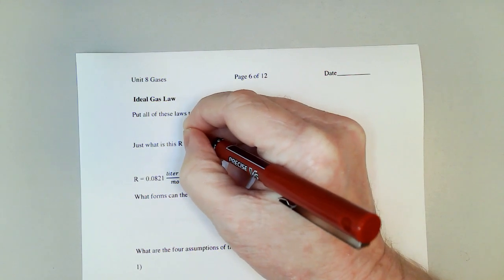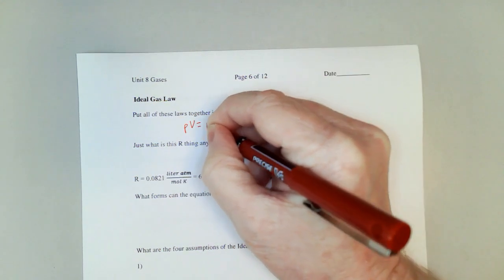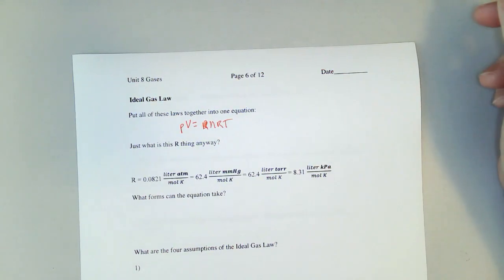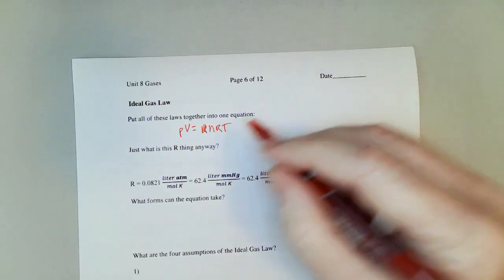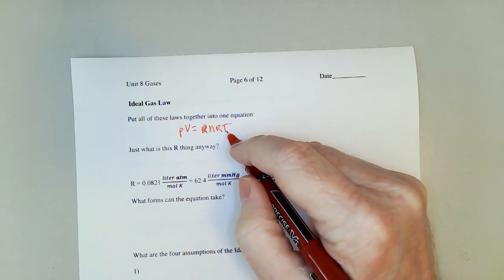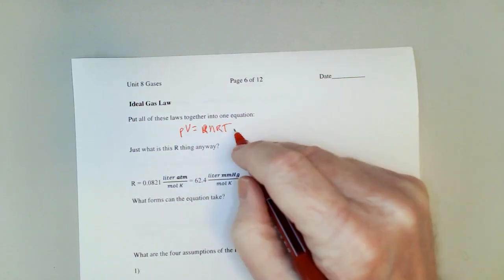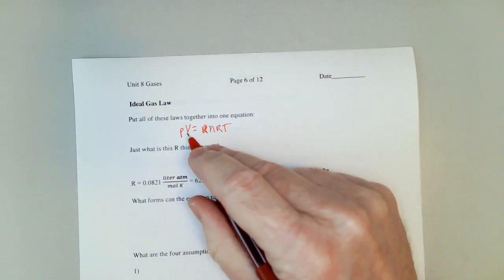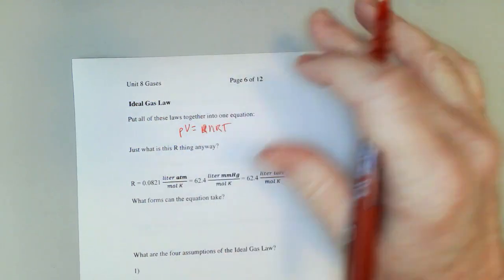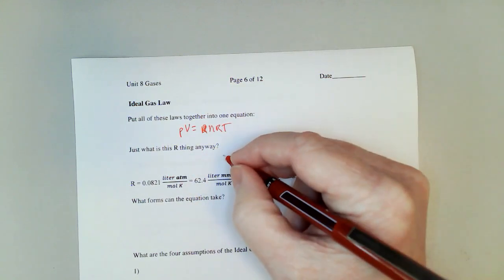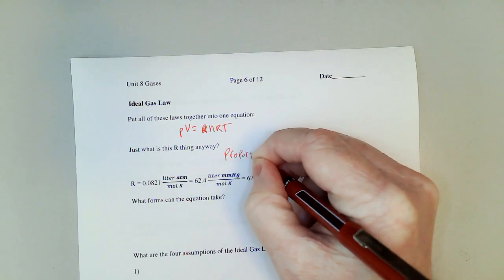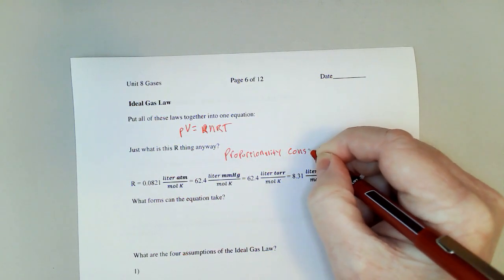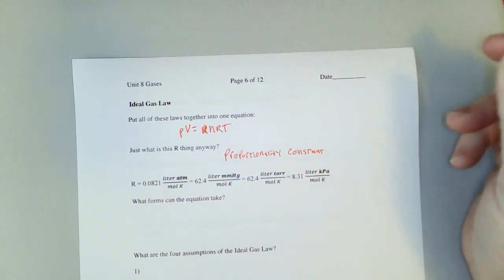The equation is PV equals nRT. It is called the ideal gas law. Okay? Now, pressure and temperature, we already know are direct proportion. Volume and temperature are direct proportion. Pressure and volume are an indirect proportion. Volume and moles are direct proportions. It all falls into place. And then we just have to add in R, which is going to be the proportionality constant to make this into an equation.